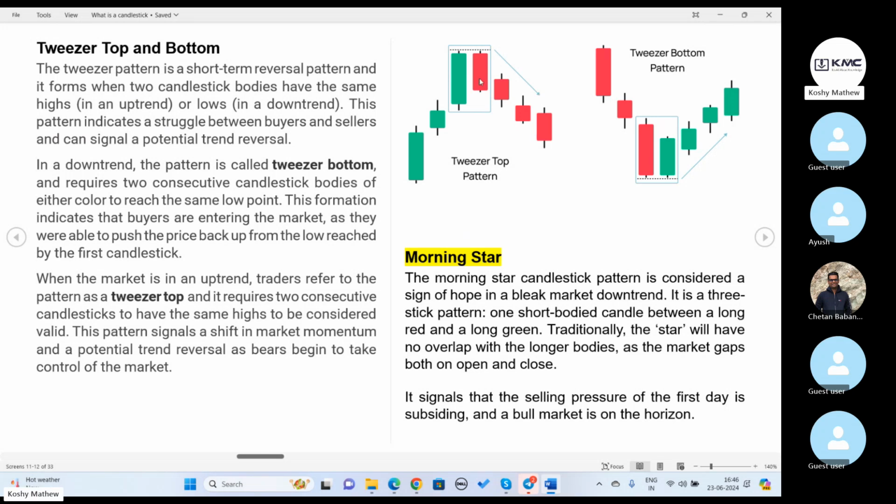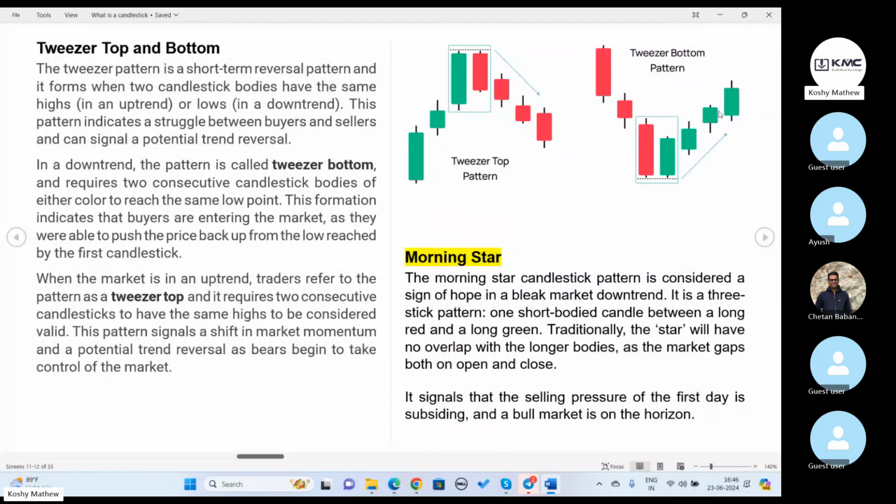There is a tweezer bottom also, the same way, but inversely proportional. What happens? The market is falling down and has hit a support. For a tweezer top, the market has hit a resistance. For tweezer bottom, remember: bottom, support; top, resistance. So at the bottom it hit a support, touched the same place, and the candle went up. So again, the chances of the market going up are high.